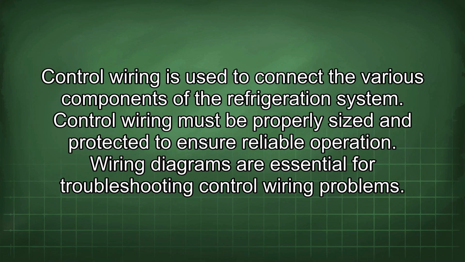Control wiring is used to connect the various components of the refrigeration system. Control wiring must be properly sized and protected to ensure reliable operation. Wiring diagrams are essential for troubleshooting control wiring problems.